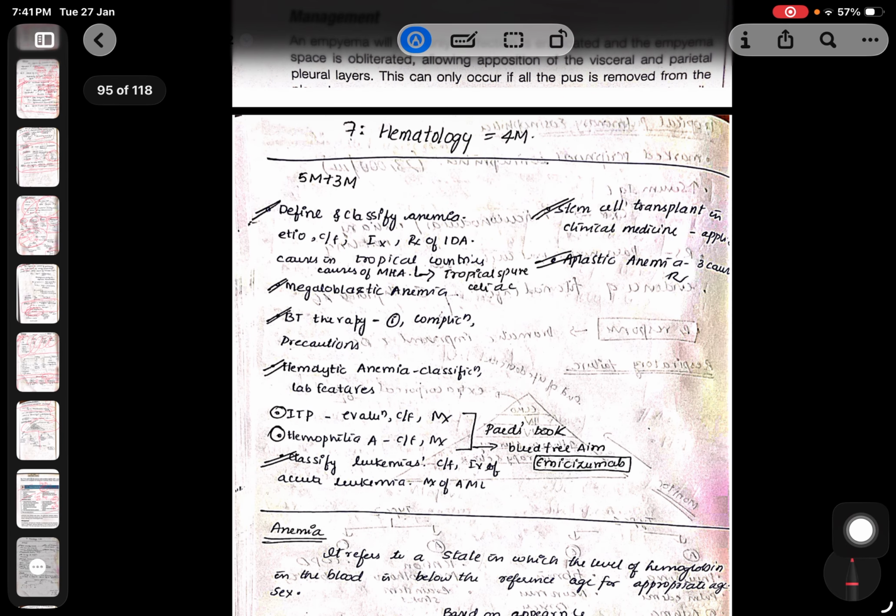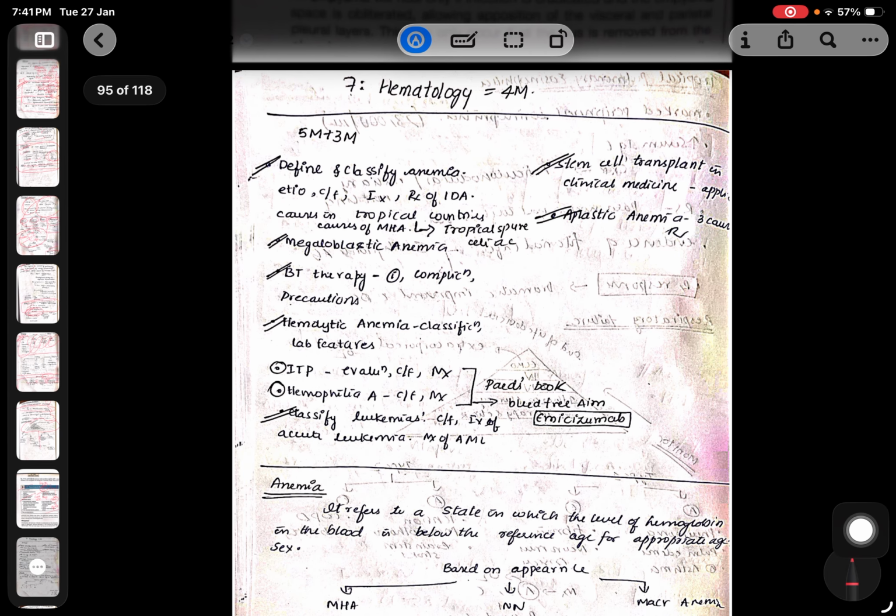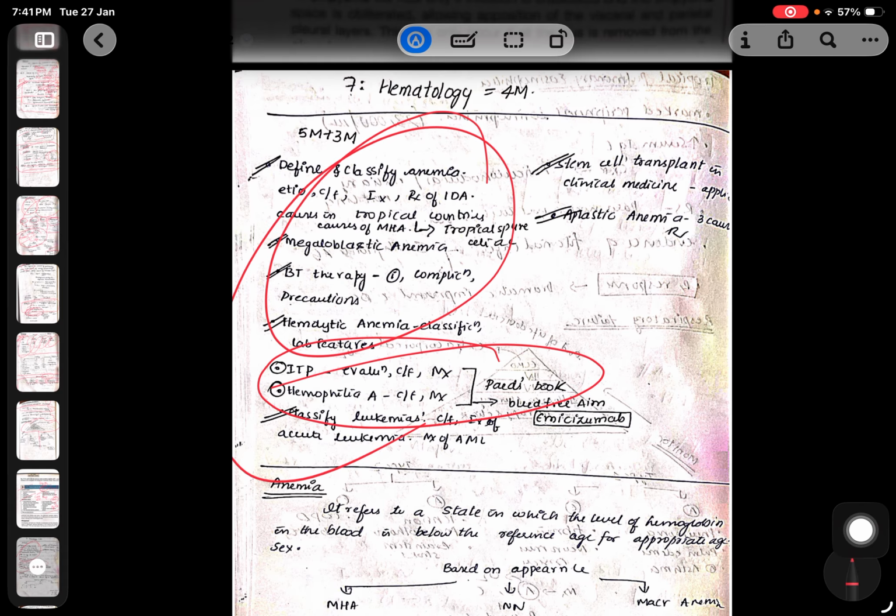Okay. Then coming to the next important chapter, which is very conceptual, but if you are studying a day before the exam, then I would ask you to just focus on the anemia part and ITP and hemophilia part. Though leukemia you cannot study a day before the exam, you should know the concept, but I have just given you the notes. You just go through that. These 3 markers are the things which are asked repeatedly.